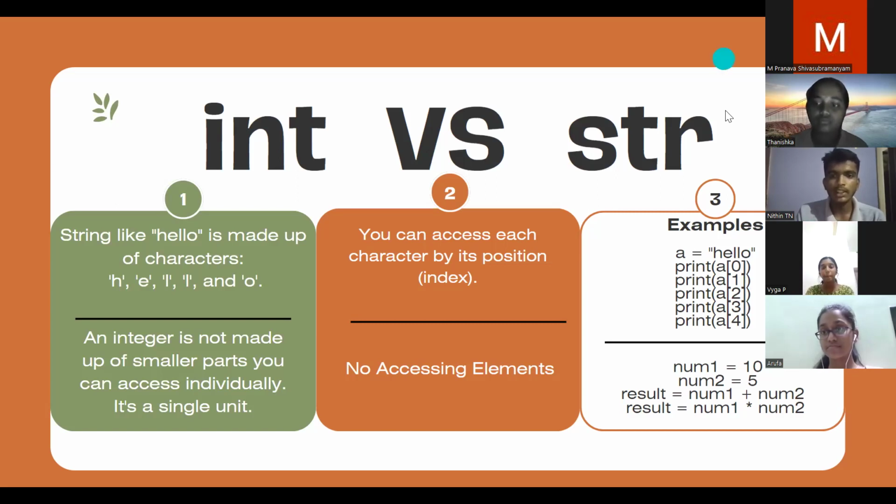There are mainly three differences between strings and integers which you have to remember. A string is made up of a sequence of letters, as I told earlier, and an integer is a whole single unit. You can access an individual element in a string, but you can't access an individual digit in an integer. And the third difference is you can even slice the string data type, which means you can get part of the output. For example, you can take Kiran's name and slice it.